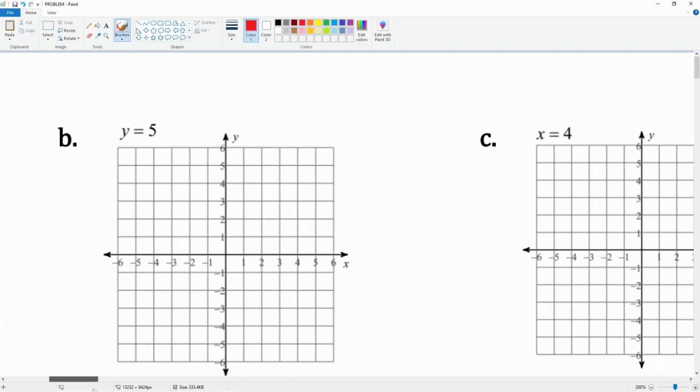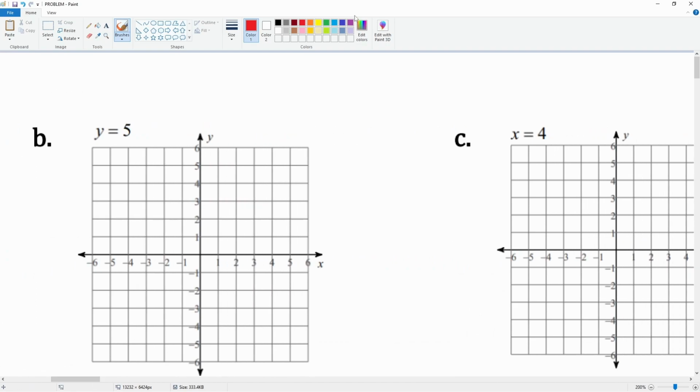Okay. B, y is equal to 5. Let's take a look at where y is 5. This is where y is 5, and notice it is this dash value. So these are all the points that contain the y value of 5. Notice that this forms a horizontal line that passes through the y-intercept of 5 that has a 0 slope.